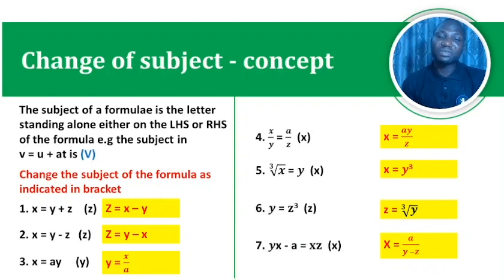Concept number 7 talks about a situation where your subject is appearing in 2 or more places. So here the intended subject is x. The x appears here. The x also appears here. Therefore, to make x the subject here, because we have 2 x's, we have to bring the two of them together. We'll treat both terms as like terms. Therefore, bring the two x together.